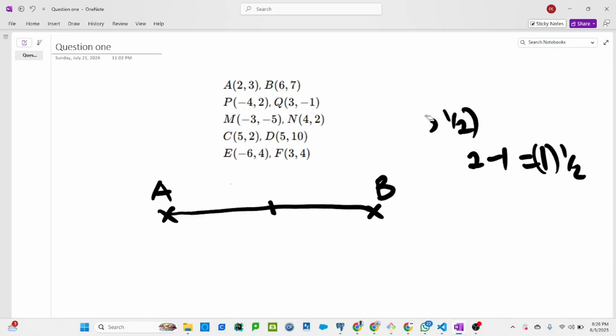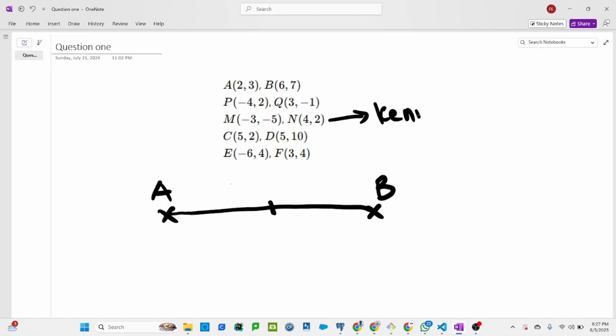Yes, sir. Okay, so let's start. Let's take this one. This one is for Kennedy, and this one is for Godfrey. Let me give this one to Godfrey. Godfrey, this is your question. And Kennedy, try the first one. Find the middle points of each of these pairs of points.